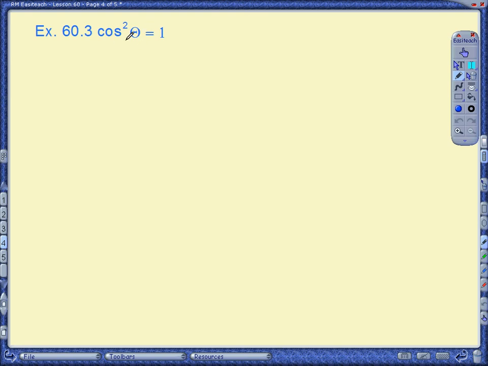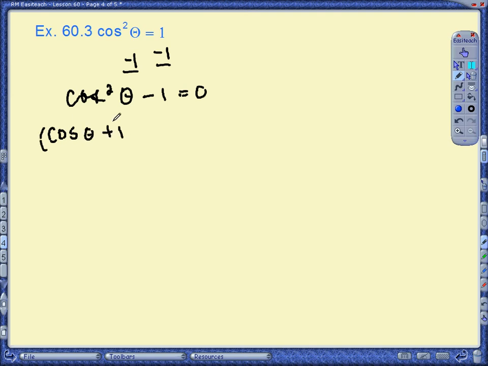This, again, is a little different. We have to subtract 1 to begin, so we make this equation factorable. Remember, when you solve by factoring, everything has to be on one side and 0 on the other side. So this again is cosine squared theta minus 1, difference of two perfect squares. We always factor that as square root of the first plus the square root of the second, square root of the first term minus the square root of the second term. We set each factor equal to 0.